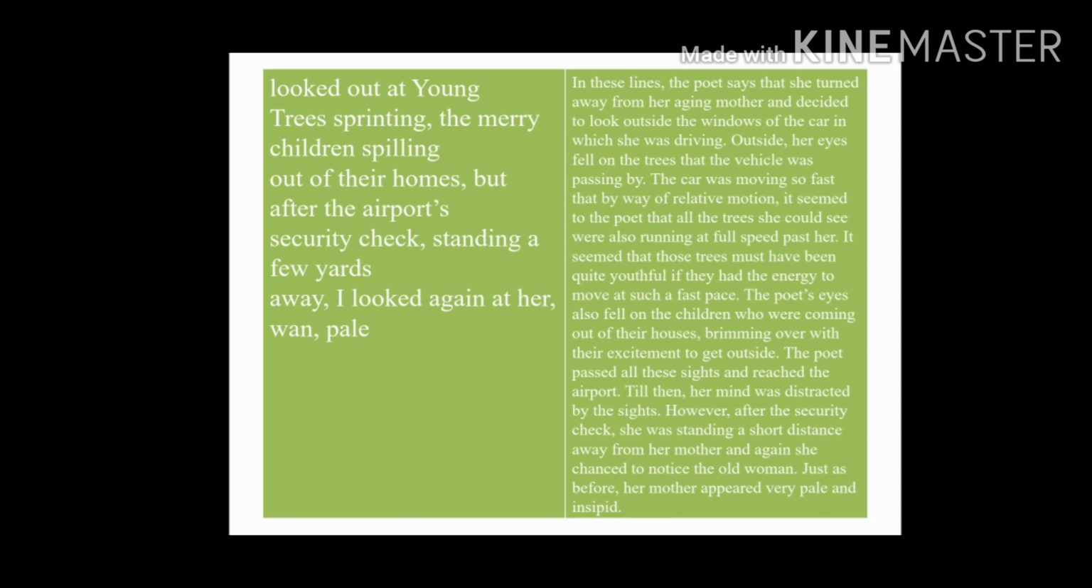In these lines, the poet says that she turned away from her aging mother and decided to look outside the windows of the car in which she was driving. Outside, her eyes fell on the trees that the vehicle was passing by. The car was moving so fast that by way of relative motion, it seemed to the poet that all the trees she could see were running at full speed past her. It seemed that those trees must have been quite youthful if they had the energy to move at such a fast pace.